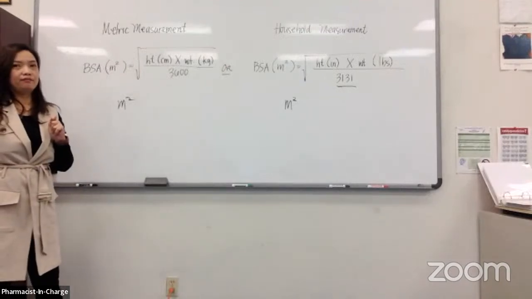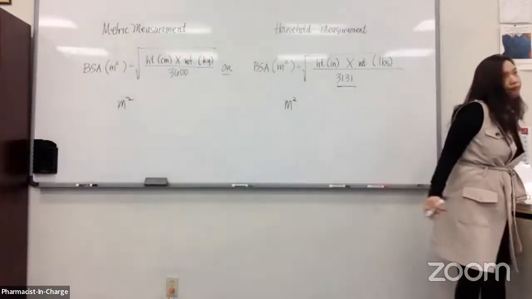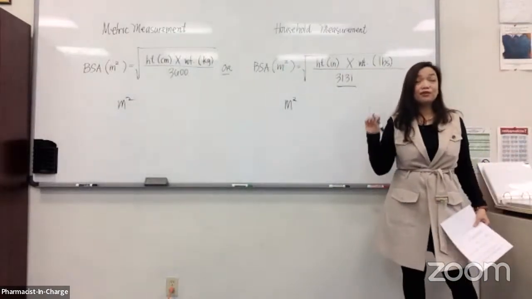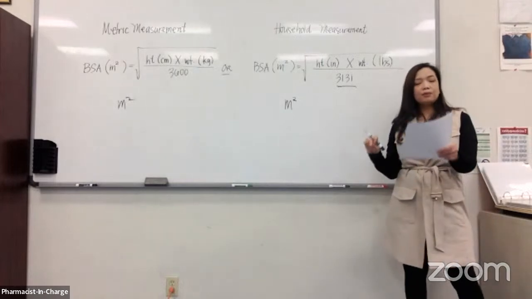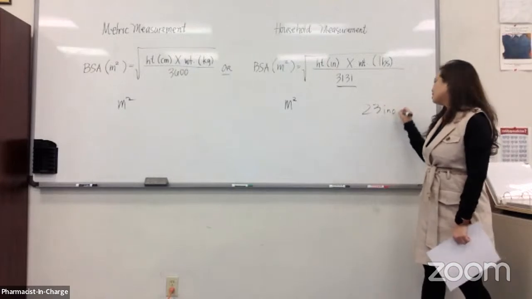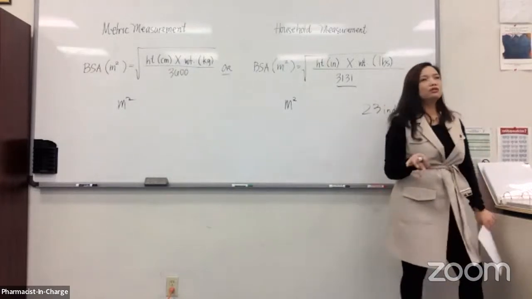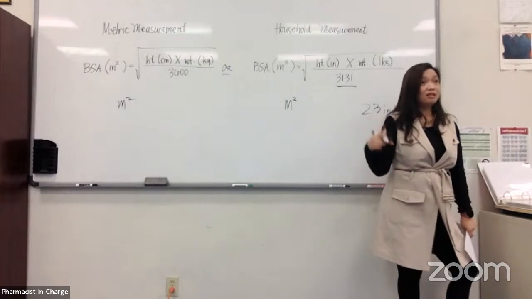Two more important pieces of information, which is in your packet, that will be handy for your final exam. The normal proportional child is 23 inches. This is not so important to remember. Fun fact, okay? The next one I'm gonna say is important.